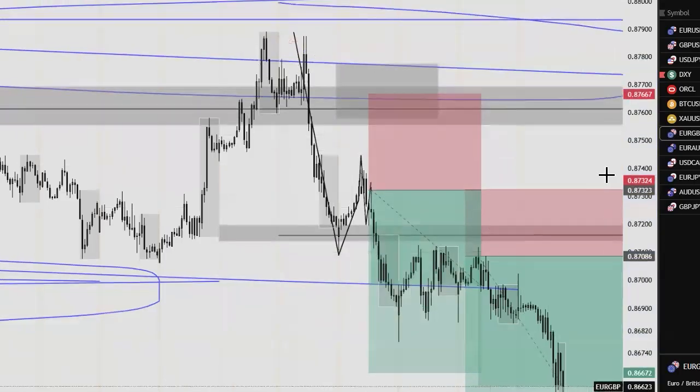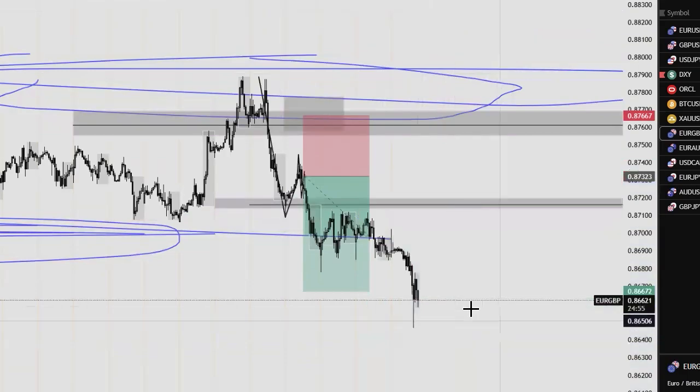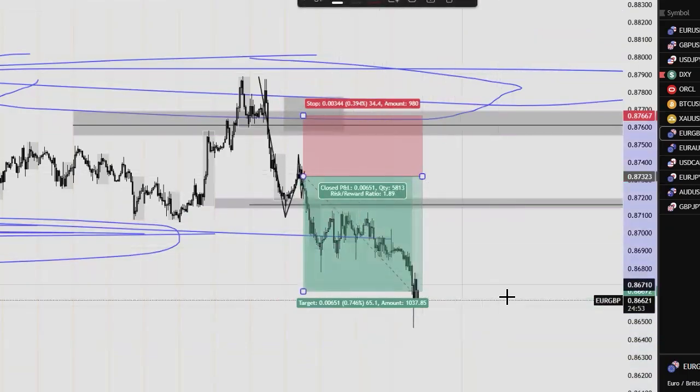Okay? This was where the TP was hit. It's another one. This is where it was hit for just 1 to 1.89 RR. That was what we got in this trade. Not even up to 1 to 2. But we were sure.